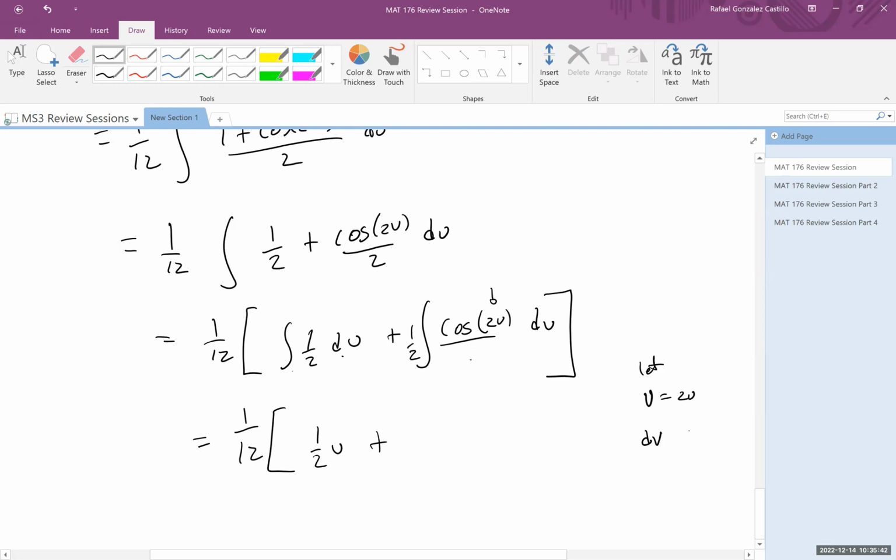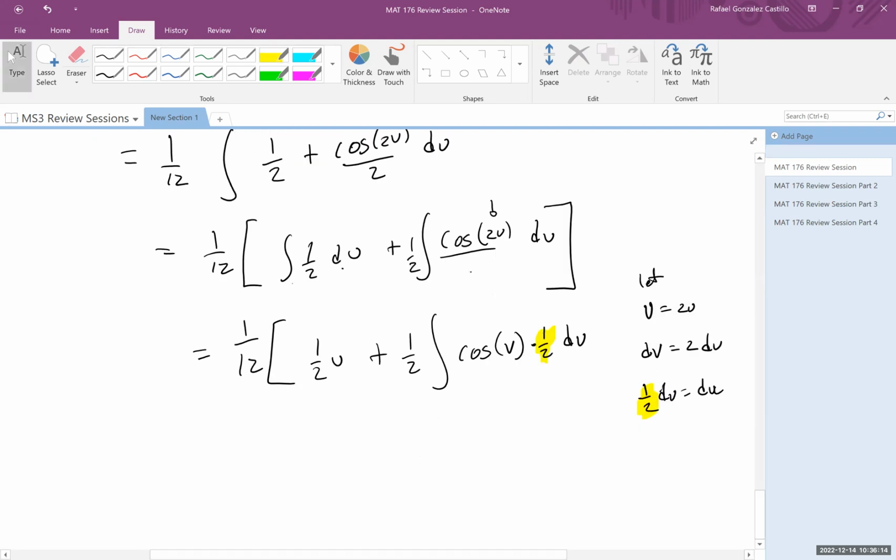dv is going to be equal to 2 du, which means that 1/2 dv is equal to du. Notice that in this problem, I now have to use 2 substitutions to solve this. So what we really have is 1/2 times the integral of cosine of v now times 1/2 dv. This 1/2 comes from this substitution here.